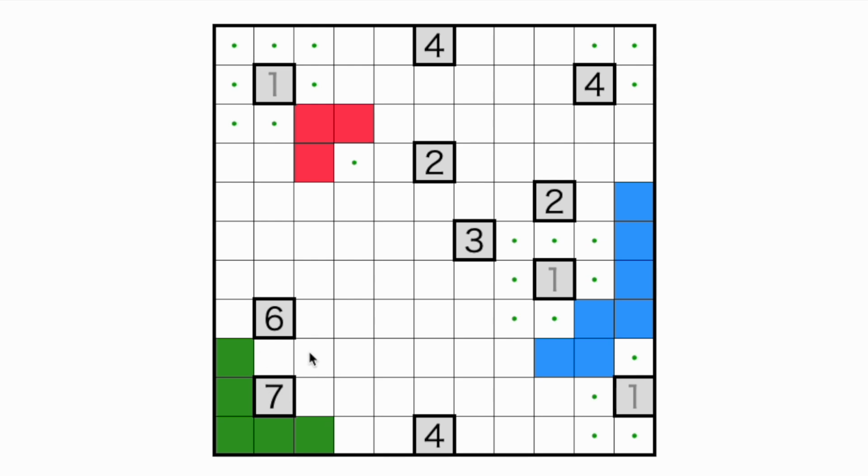But it can't be this one. This can't be the empty one, because then this would be filled in and there would be nowhere to go. So this is definitely part of the road here. And so it's either a C or a U shape.